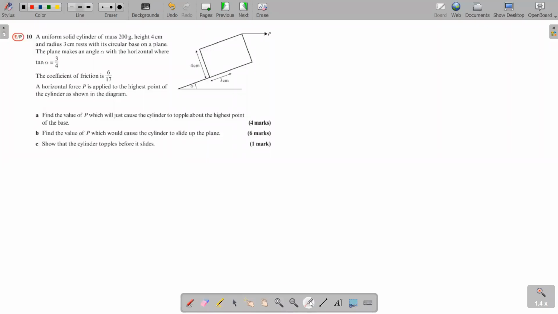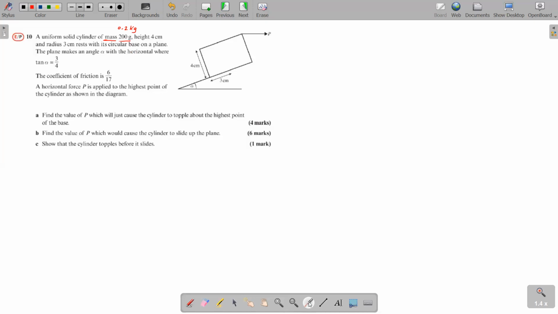All right, guys. Next I'll move on to question number 10. A uniform solid cylinder of mass 200 grams. Be careful here. It's mass 200 grams, which means the mass is 0.2 kilograms. We don't work with grams, so be careful that you don't think of this as 200 g. If it was weight, then we can consider it as 200 g. But since it's mass, you should understand it's 0.2 kilograms, and weight will be 0.2 g.